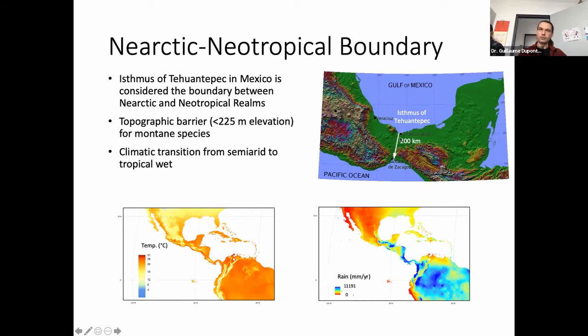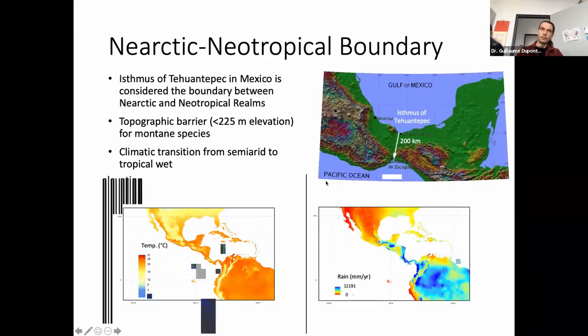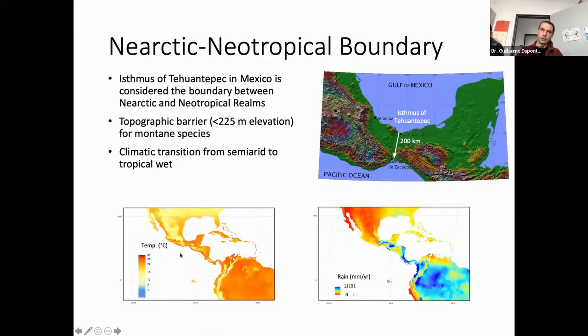And what is relevant is that in this area, this is where the Cordillera, the mountain range, is interrupted. So all this land here is below 225 meters in elevation. And you see here, you have a lot of mountain range. So many species find their range limits here, and many species only extend towards here. We see this also reflected in the climate. If you look at temperature, you see that these highlands are cooler than the lowlands here.